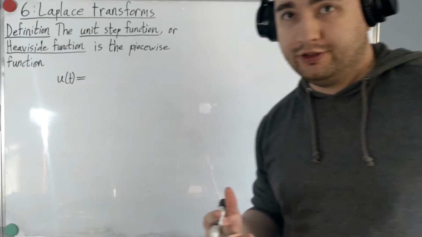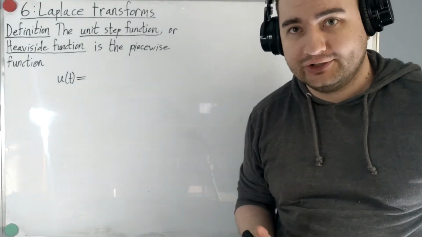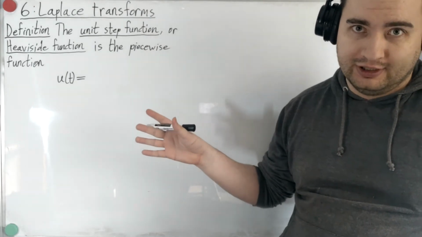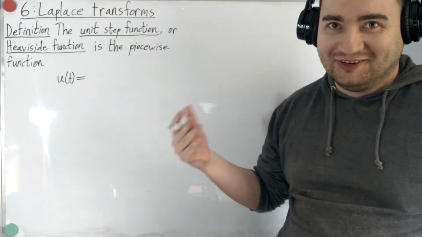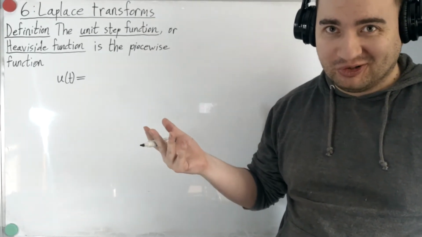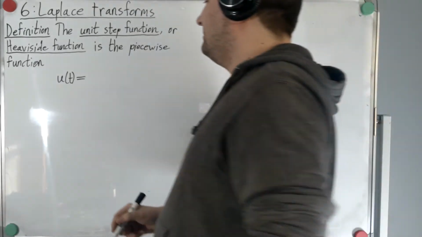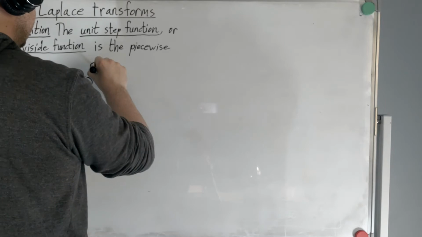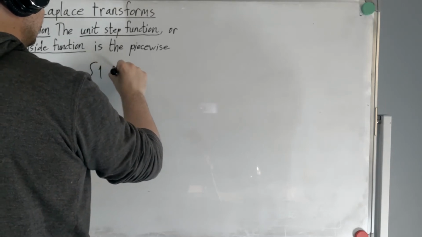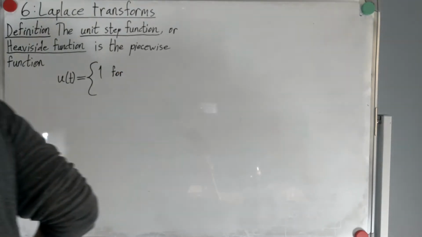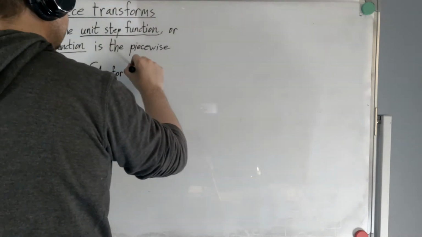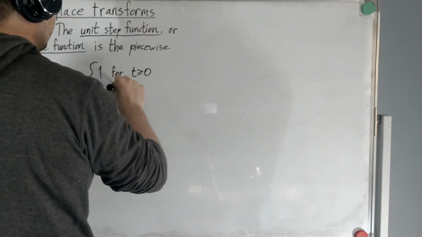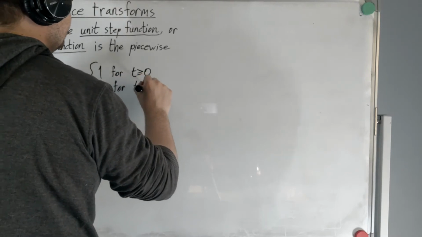So for the remainder of this chapter, u is going to refer to the unit step function. If you can't already tell, this function is going to be very important to us. So u of t is just going to be 1 for t greater than or equal to 0, and 0 for t less than 0.